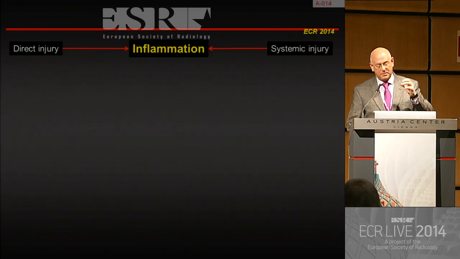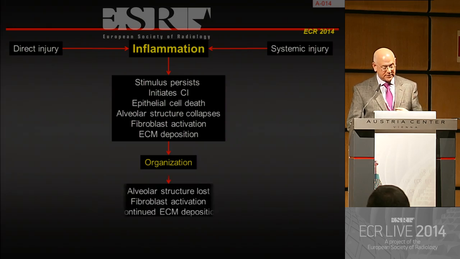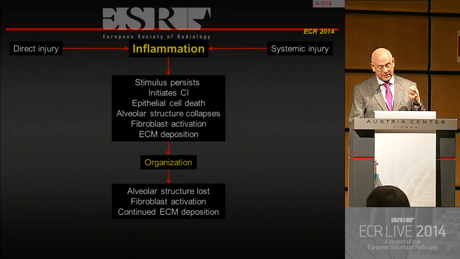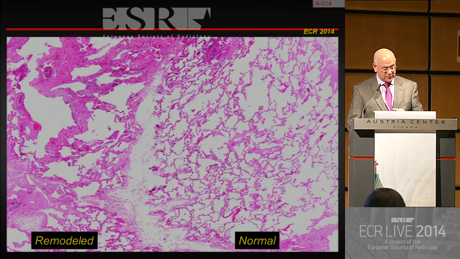And then there is a third mechanism, if you want. Here the stimulus persists, again chronic inflammation occurs, there is a collapse of alveolar structure, activation of fibroblasts, deposition of extracellular matrix. Again, there is this phenomenon of organization, but now the alveolar structure is lost. There is continuous fibroblast activation and continuous deposition of extracellular matrix, and it is at that time point that remodeling of the lung tissue happens. And it is about this third pathway of response of the lung to injury that we will be talking.